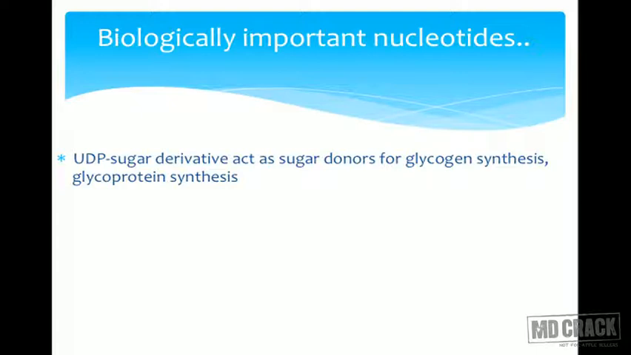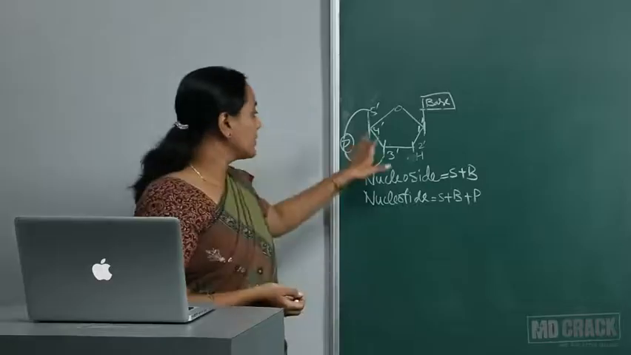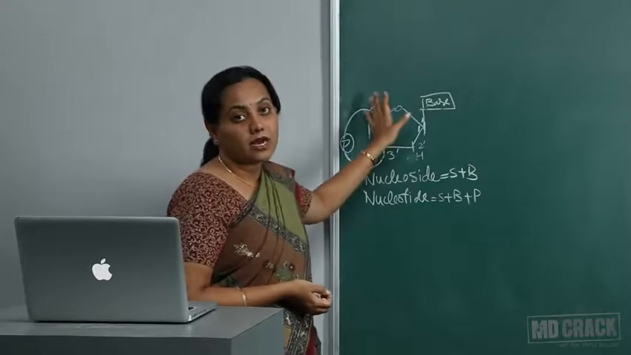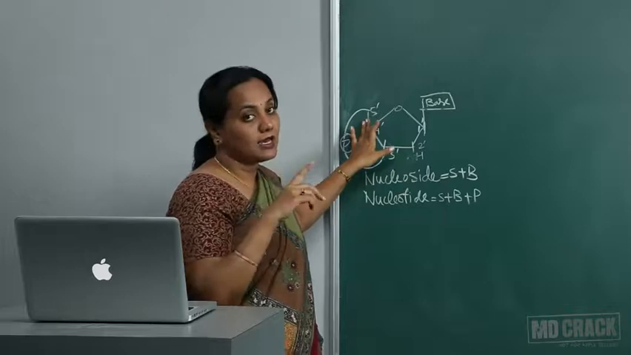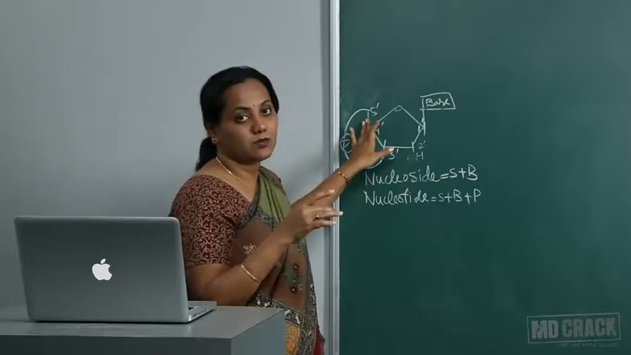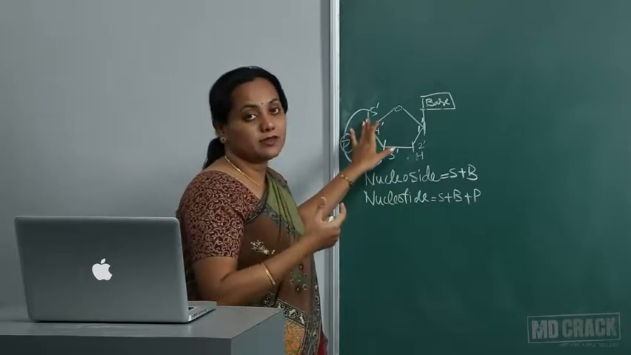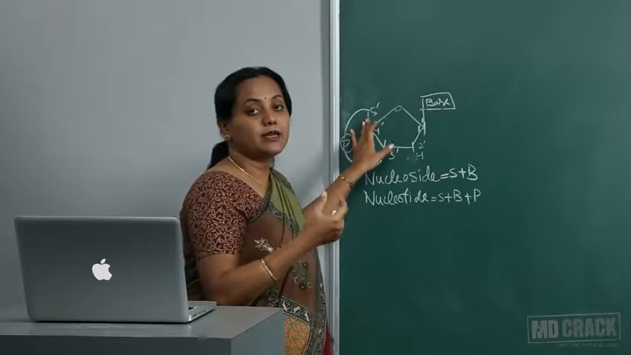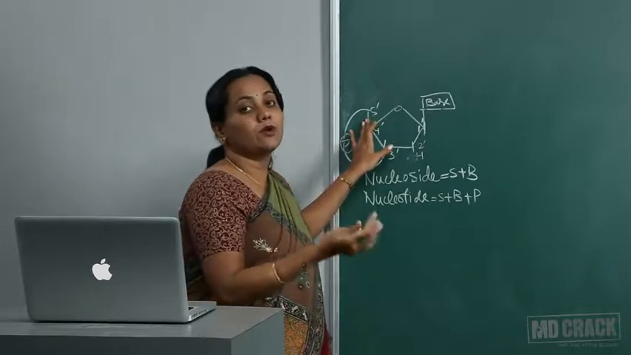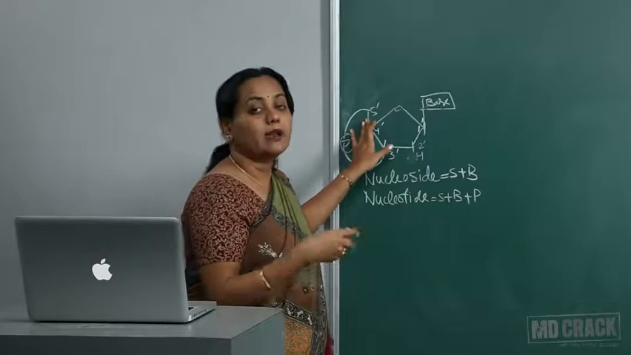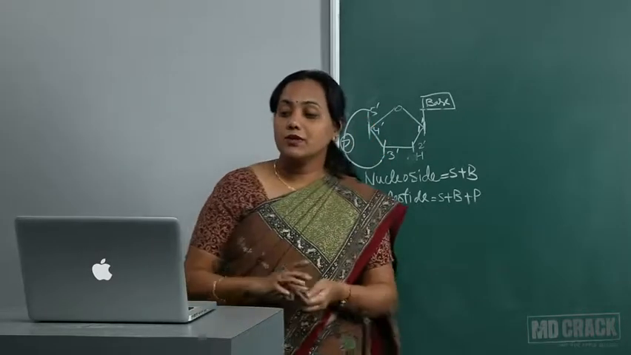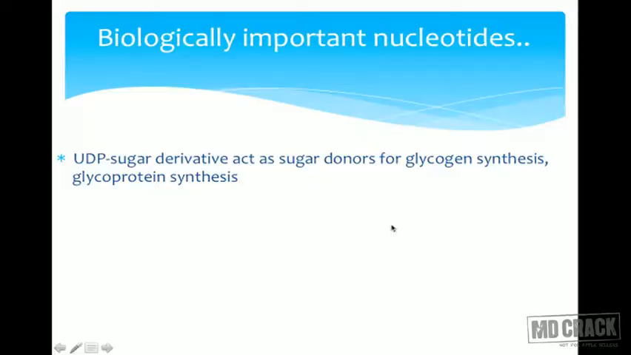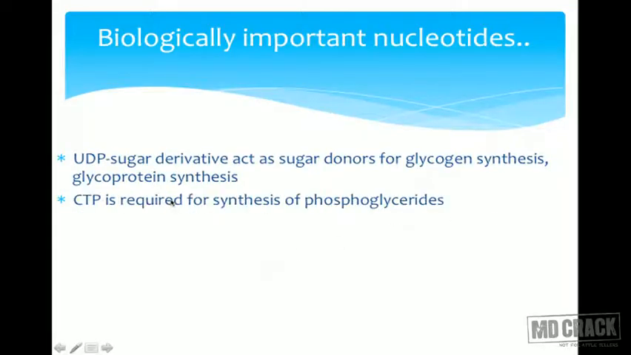We want to give it energy. These phosphate groups are high energy compounds. Usually when we say triphosphate, we write it as a squiggle bond. They are high energy compounds. So when so much energy is present and the sugar gets energized, it is able to donate and combine and form bonds with some other substance. And hence UDP sugar derivatives act as sugar donors, especially in glycogen synthesis, glycoprotein synthesis.